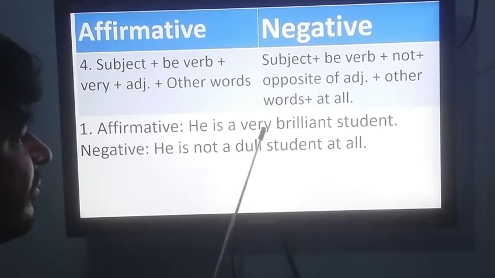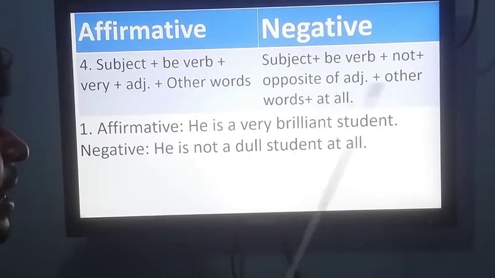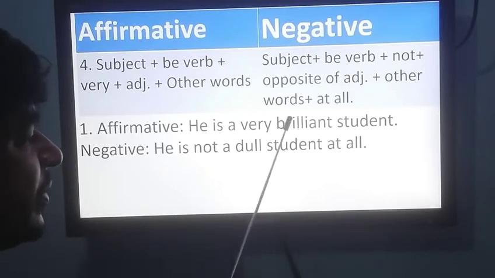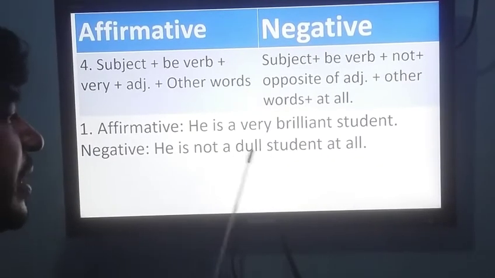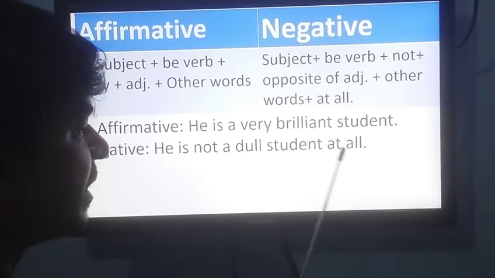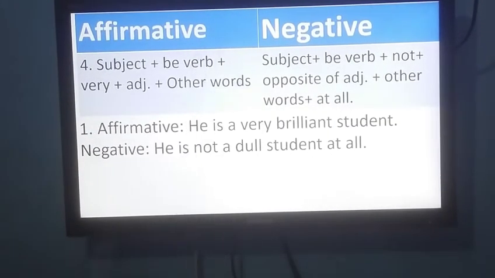He is a very brilliant student. He is, we have used not. Then in place of brilliant we are going to use the opposite word of brilliant. The opposite word of brilliant is dull. We have used here dull. Then other words of the sentence, a student. Then in the end of the sentence we have used here at all. He is not a dull student at all.